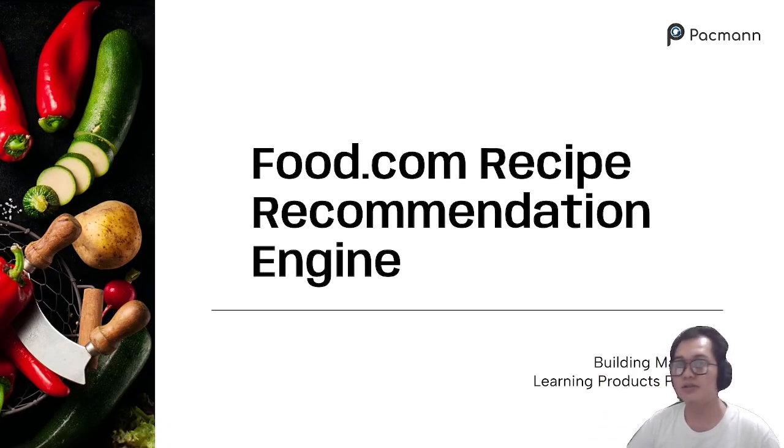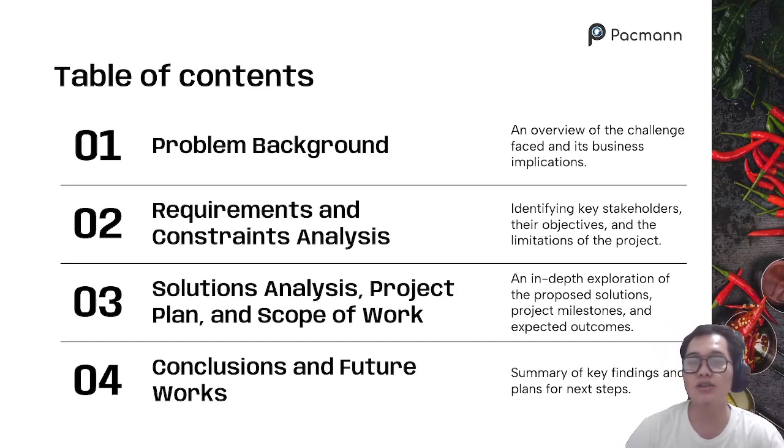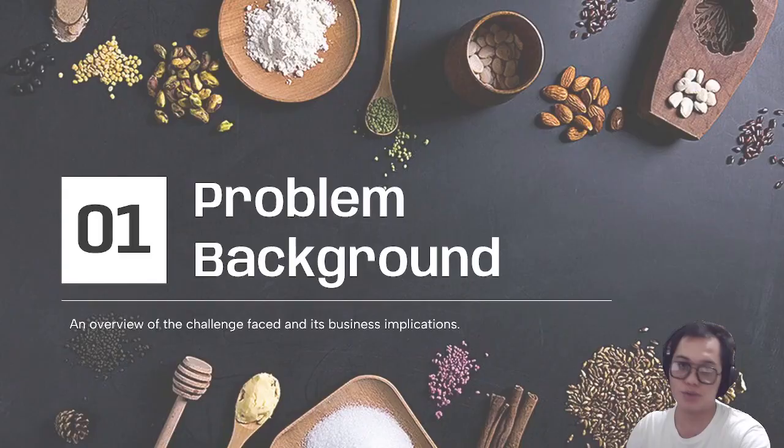My name is Deva, and today we're going to talk about the Building Machine Learning Products project with the title of Food.com Recipe Recommendation Engine. What we're going to talk about today: number one is the problem background, number two is the requirement and constraint analysis, number three is the solution analysis, project plan, and scope of work, and number four is the conclusions and future works.